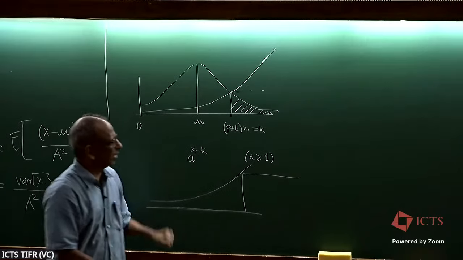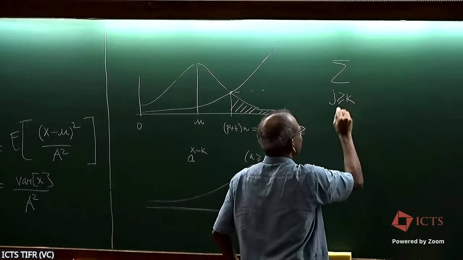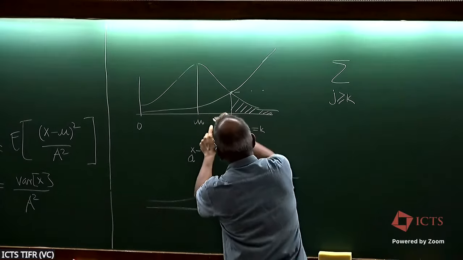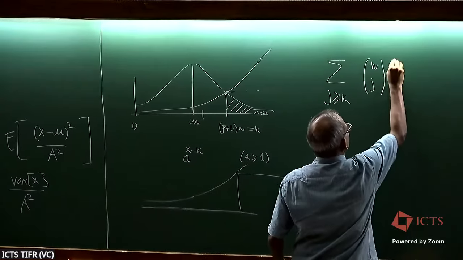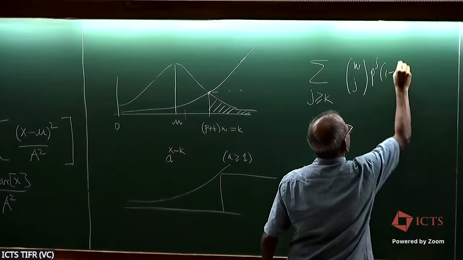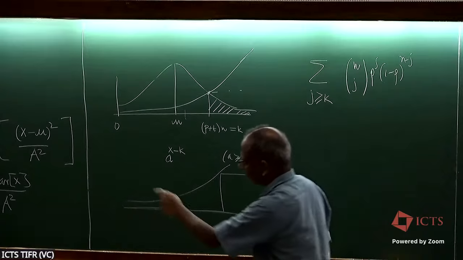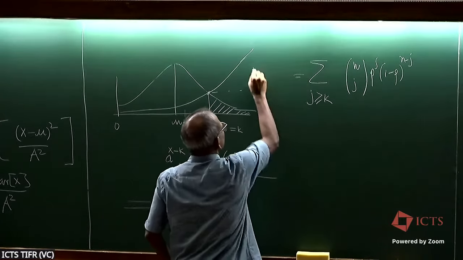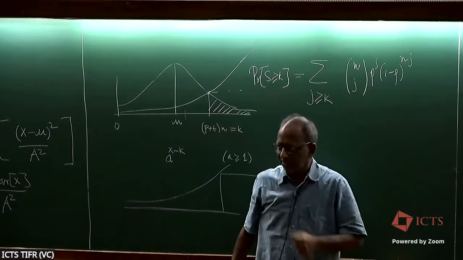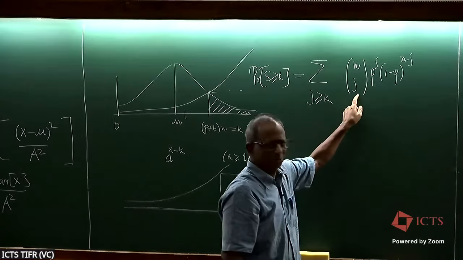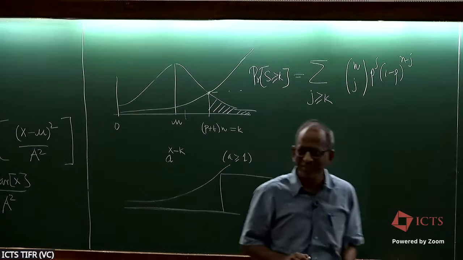Okay, so let me write down the equation. What do we want? We want the summation over j greater than or equal to k of the probability that the random variable takes the value j. Well, it is n choose j, p to the power j, 1 minus p to the power n minus j. This is in fact the probability that the sum is greater than or equal to k. This is exact. Sorry, everybody is used to this notation now. It used to be nCj when I was small.